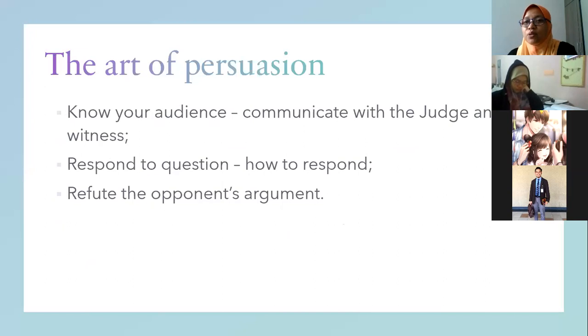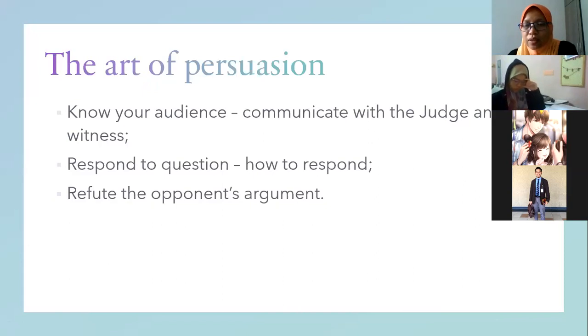Yang paling penting sebenarnya, you have to know your judge. Because ada judge, dia tak suka orang yang tanya soalan banyak. Ada yang macam tu. Ada hakim yang jenis patient. Dia boleh duduk, diam, dengar je. Kalau dapat yang macam tu, okey, kita tak ada masalah. Ada setengah hakim, dia tak ada expression pun. Bila kita make a statement ke apa, dia tak ada bagi apa-apa expression.